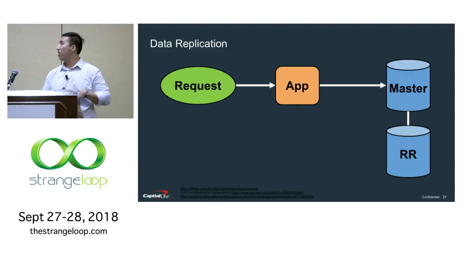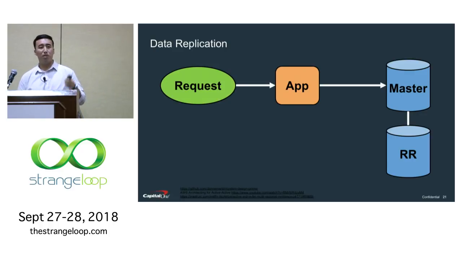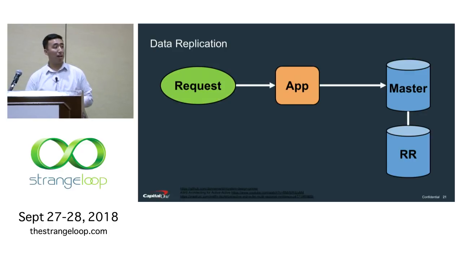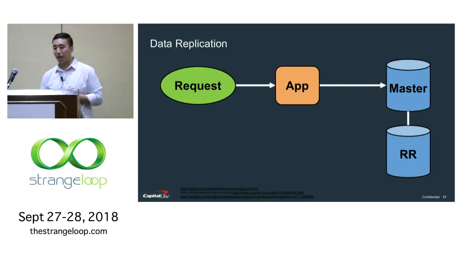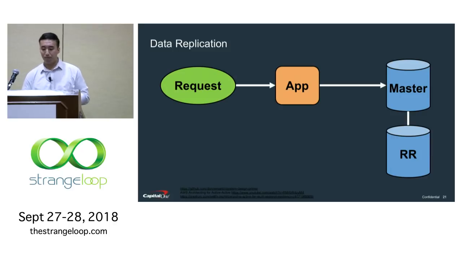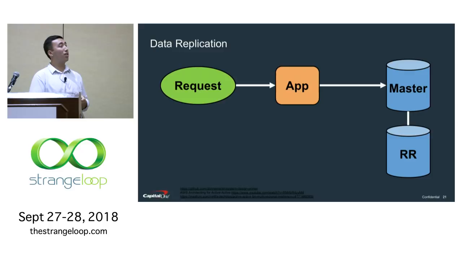So let's take this simple application. We have a request that goes into our app or service, and that app does some type of transaction off of our master database. And we have a read replica that's replicating off of our master database. We begin adding a lot of complexity just based off of including that read replica into our pipeline. This is very typical with this read replica and master setup.